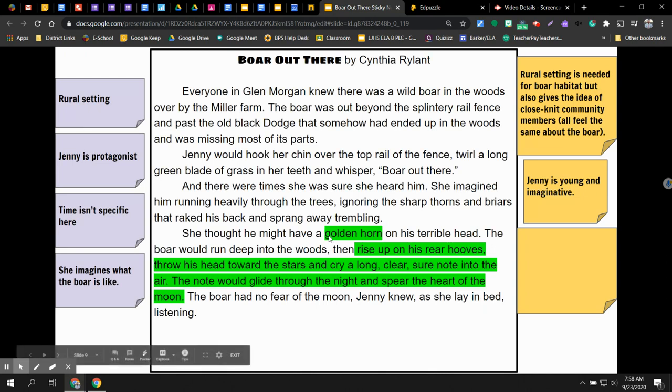would have worked. And then lastly, the way she imagines this boar, golden horn, it's going to rise up on its rear hooves, throw his head toward the stars, cry a long, clear, sure note into the air, would glide through the night and spear the heart of the moon. That's very whimsical. It's very magical and mythical, and it kind of sounds like a fairy tale in a way.